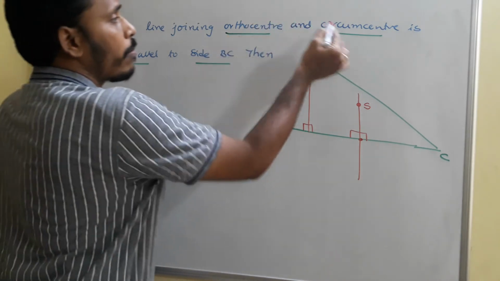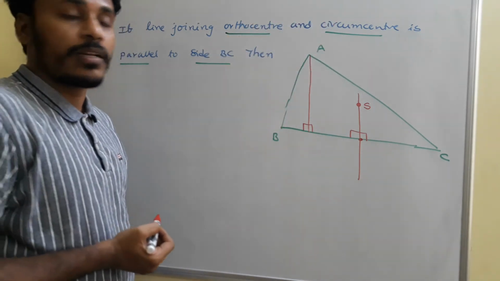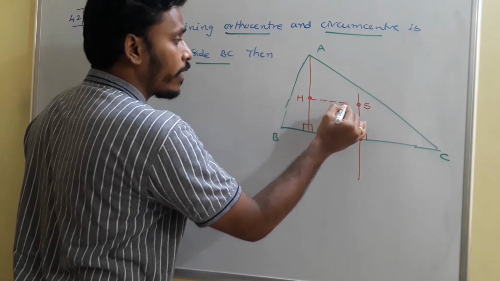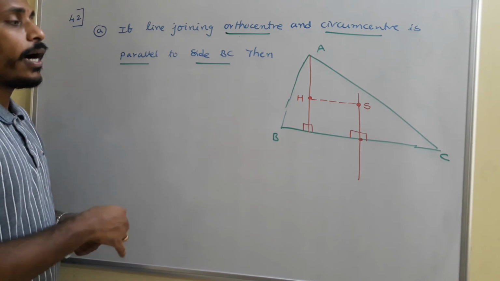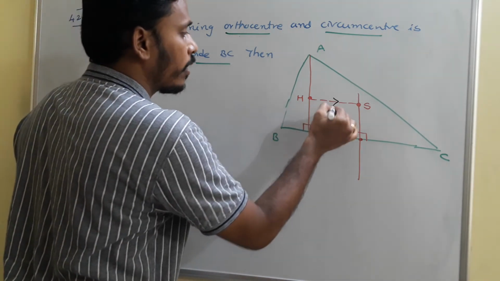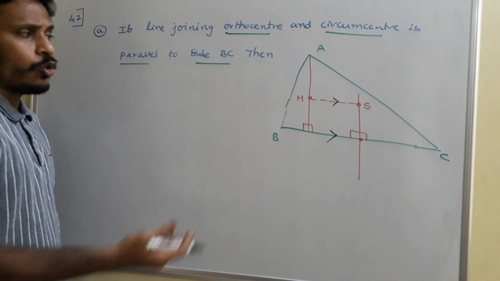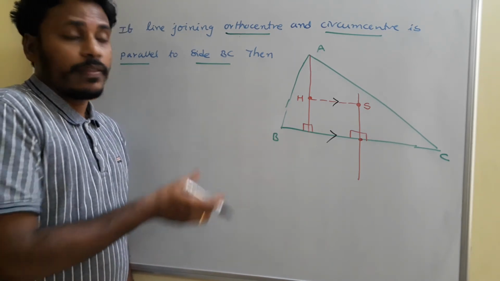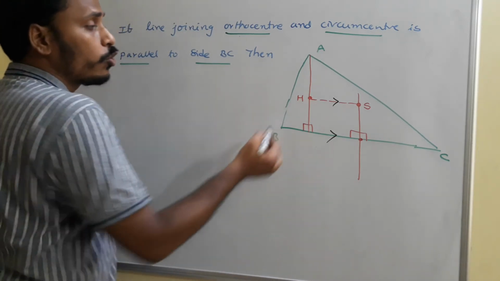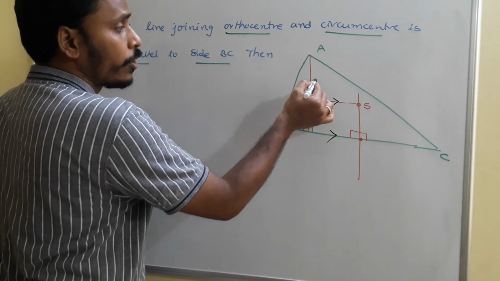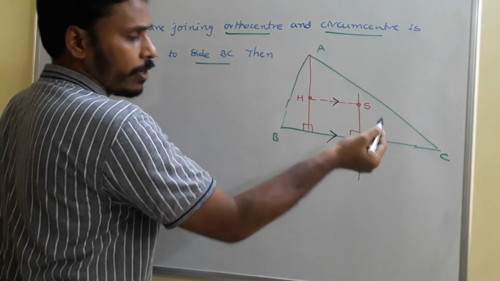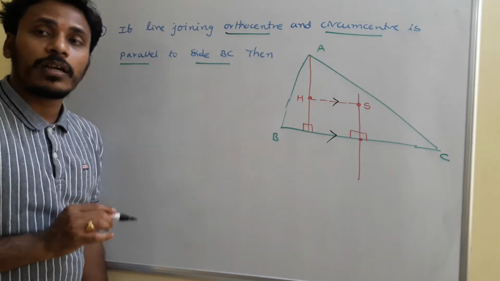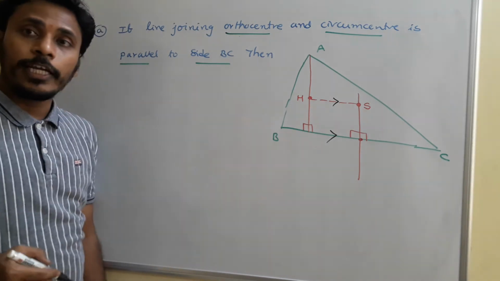But as per the problem, the line joining the orthocenter and circumcenter is parallel to BC, so we need to take the orthocenter here itself, because joining this orthocenter and circumcenter, those two are parallel as mentioned. Usually it won't happen, only in special triangles. Usually the orthocenter is somewhere else, and the line joining orthocenter and circumcenter may not be parallel to the side BC. So if it is parallel to BC, it looks like this.